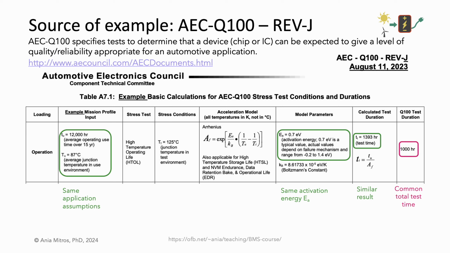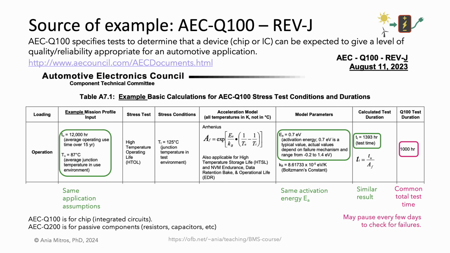The 1,000-hour test duration listed in the AEC-Q100 document is common in my experience. 1,000 hours is 42 days. Because the duration is so long, the test may be paused every few days to check for failures. The test is run on a group of units, and if they start failing early, that's useful information to have. Engineers can start working on understanding those early failures as the test continues to run on the remainder of the batch of test units. As a side note, AEC-Q100 is for chips, and AEC-Q200 is for passive components like resistors and capacitors.